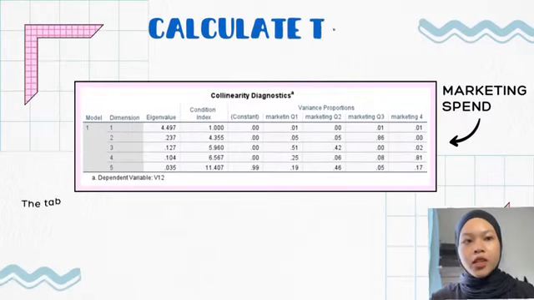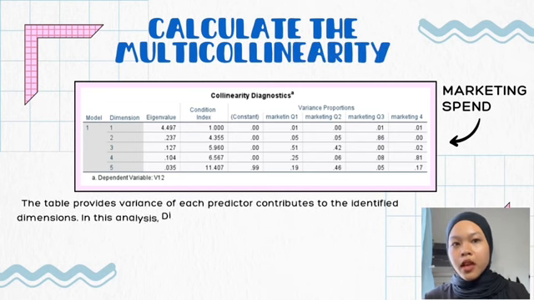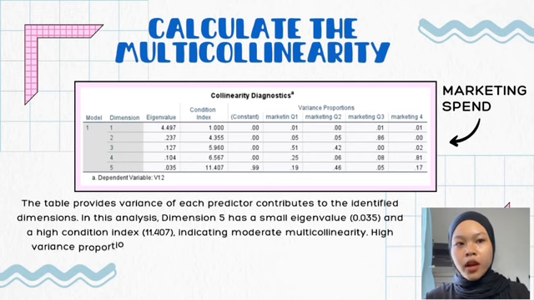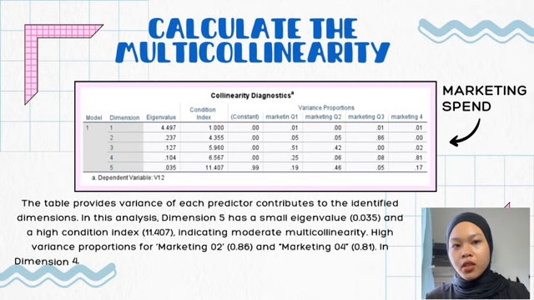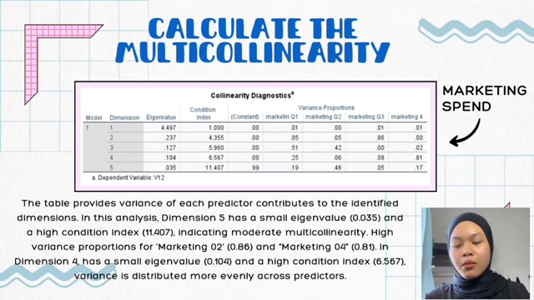The table shows how much variance each predictor contributes to the identified dimensions. In this analysis, dimension 5 has a small eigenvalue of 0.035 and a high condition index of 11.507, indicating moderate multicollinearity. High variance proportions are seen for marketing 02 at 0.89 and marketing 05 at 0.85.